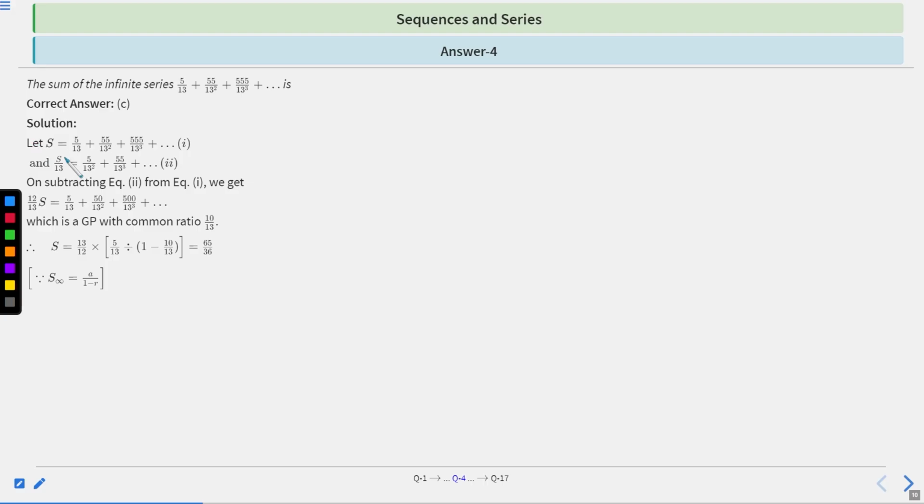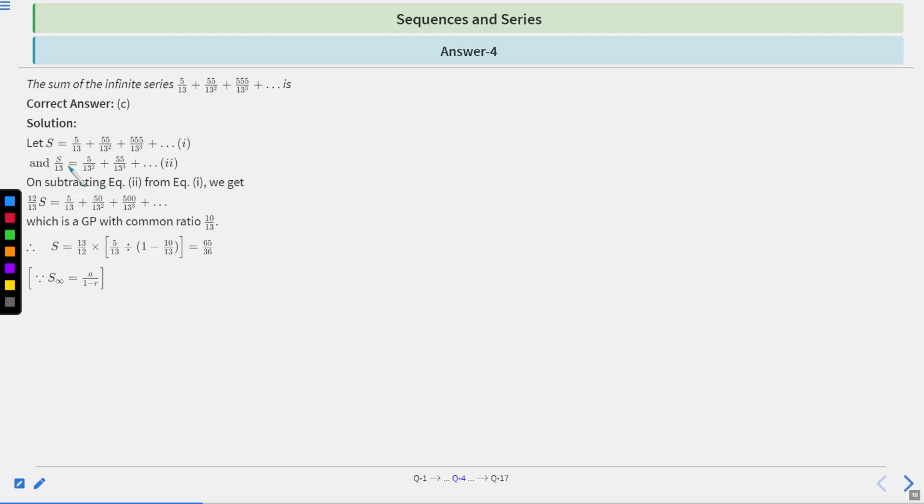Now, S is given as 5 by 13 plus 55 upon 13 square plus 555 upon 13 cube till infinity. Now, divide both sides by 13. So, S by 13, since r is 1 by 13, right? So, what we do is multiply S by r and shift the new equation by 1 and subtract this. This was the basic mechanism. So, S by 13 is basically 5 by 13 square plus 55 by 13 cube till infinity.